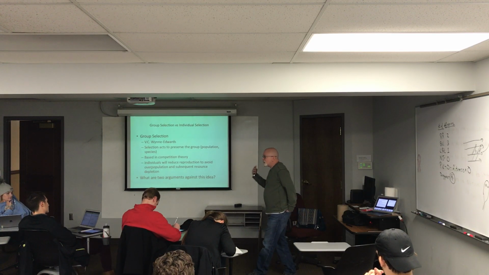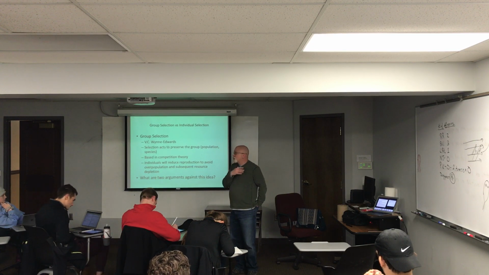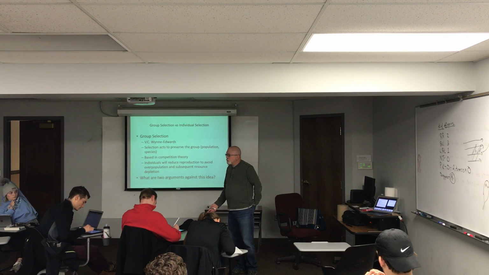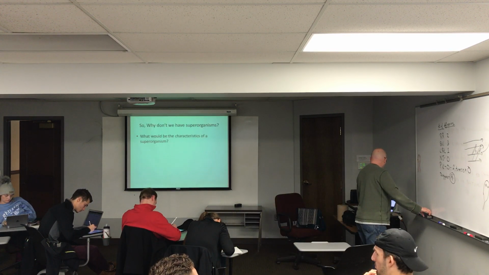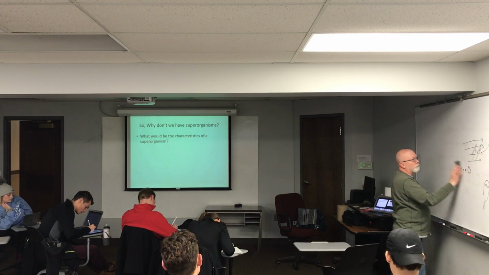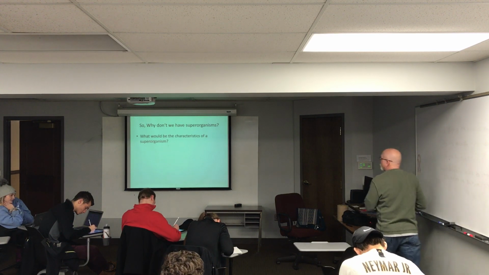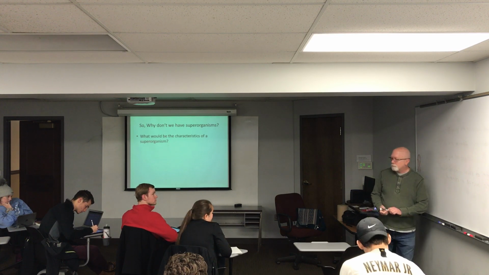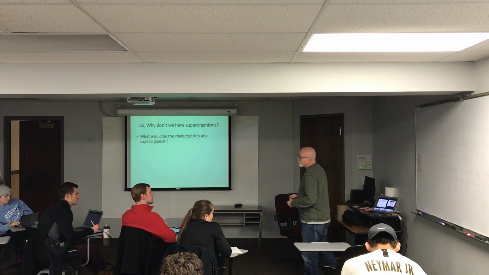If selection is effective at doing its job, why do we not have a group of organisms that are just supremely capable of reproducing? What are some characteristics of the superorganism? Supremely capable of reproducing. So if it reproduces, how many offspring? More than less. How? What's the most prolific reproducer you can think of?